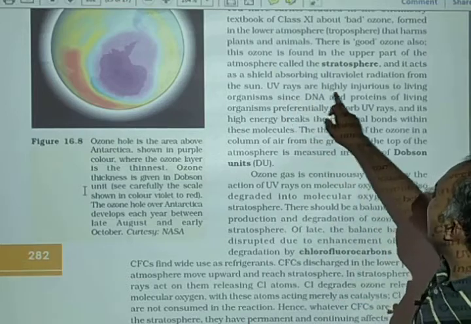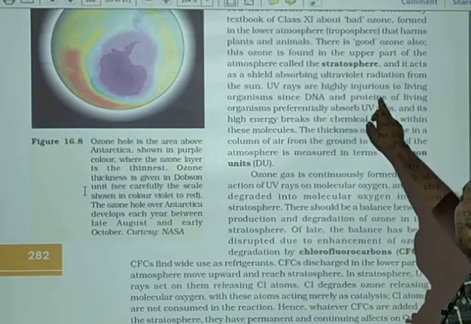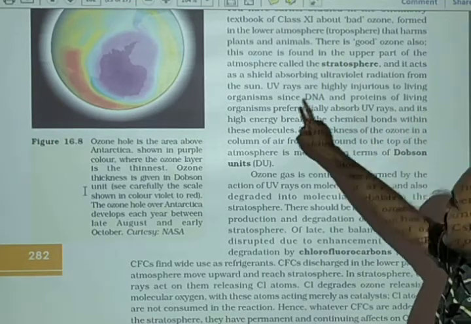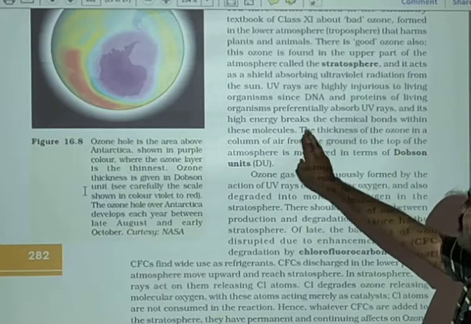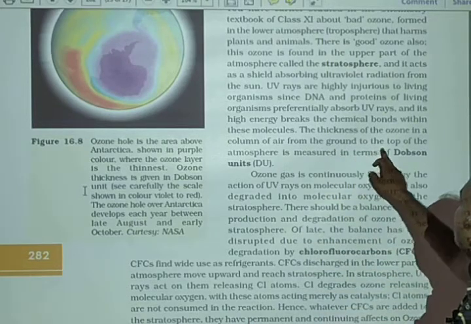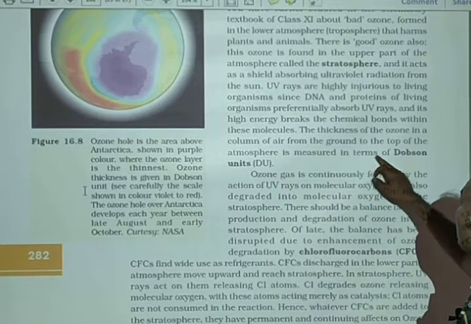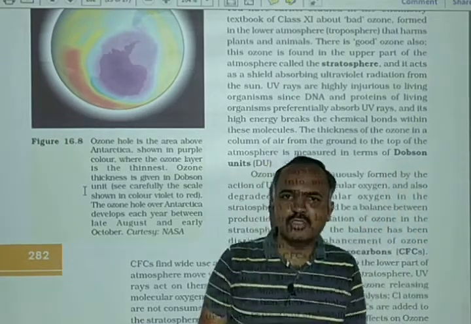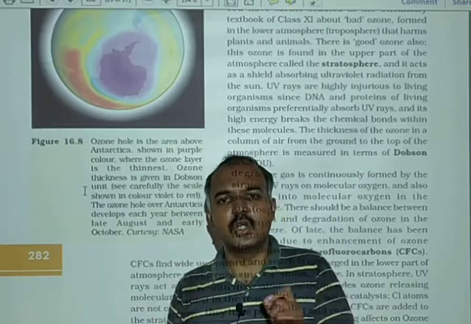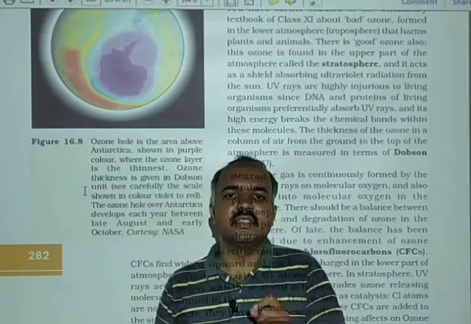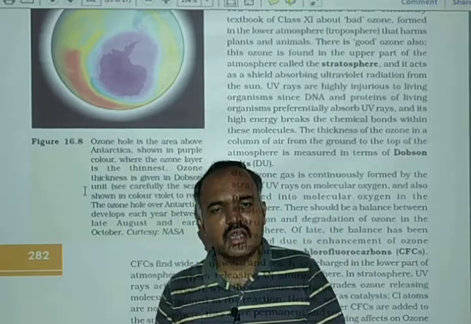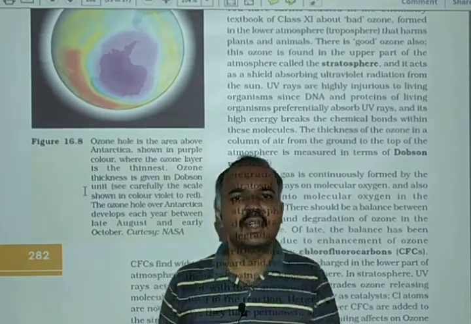UV rays are highly injurious to living organisms, since DNA and protein of the living organism preferentially absorb UV rays, and its high energy breaks the chemical bonds between these molecules. The thickness of the ozone layer in the column of the air from the ground to the top of the atmosphere is measured in terms of Dobson unit, DU. DU does not mean Delhi University. DU means Dobson unit, which is used to measure the thickness of the ozone layer.